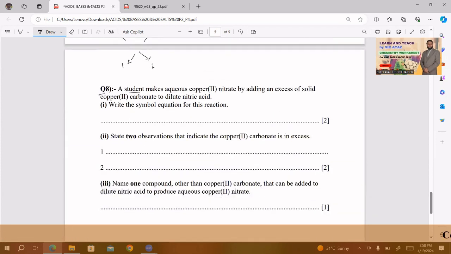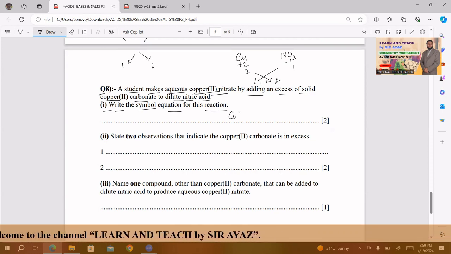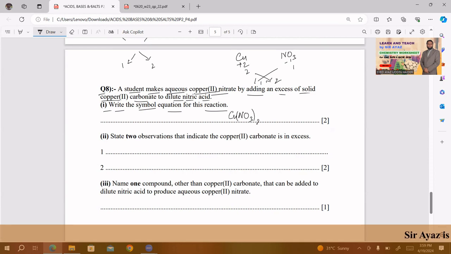Question number 8. A student makes aqueous copper 2 nitrate by adding an excess of solid copper 2 carbonate to dilute nitric acid. Number 1, write the symbol equation for this reaction. What will be the formula for copper 2 nitrate? Copper is carrying plus 2 charge here. Nitrate carries minus 1 charge. Ignore the charges. So you will get Cu(NO3)2. One of the products is copper 2 nitrate.